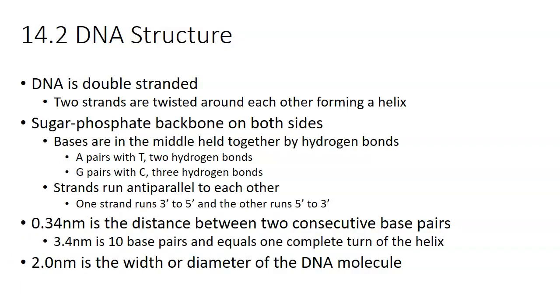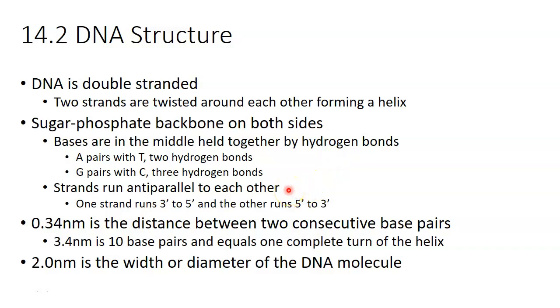Okay, so after watching that video, this should just be kind of a review for you. So we'll go over some basic structures that we find in DNA. So first of all, DNA is double-stranded. So it's made up of two strands, and the two strands are going to be joined in the middle by hydrogen bonding, and the two strands will then twist around each other, forming a helix. Okay, so it's a double-stranded helical molecule. If we look on the outside of the molecule, on both strands, we're going to find a sugar phosphate backbone. In the middle is where those bases are. And those bases will be held together by hydrogen bonds. So we're A to T with two, C to G with three.